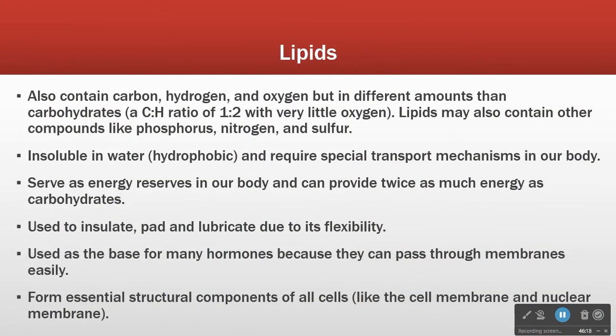How about lipids? Lipids also contain carbon, hydrogen, and oxygen, but the ratios are different, right? We don't have the 1-to-1. We just have a 1-to-2 ratio of carbons to hydrogens with very little oxygen. All right? Now, lipids typically are mostly carbon and hydrogen, tiny bit of oxygen, but they can have other players. They can have phosphorus, nitrogen, sulfur, and so on. And we'll talk about some of the lipids here in a minute.